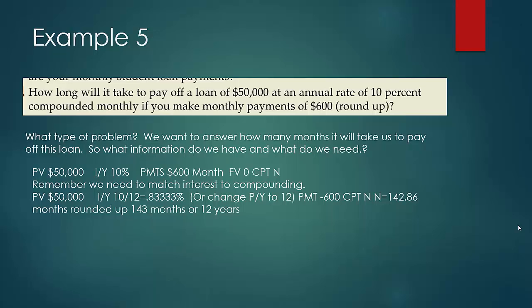In order to get the proper timing, we've got to marry up our timing to months. So again, you either change your PY to 12 in your calculator before you do your calculation, or divide your interest rate by 12. And if you do it the way that I did it, which is divide the interest rate by 12, then I ended up with 143 months to pay off this debt, which is quite large, or 12 years. That's a long payment stream.